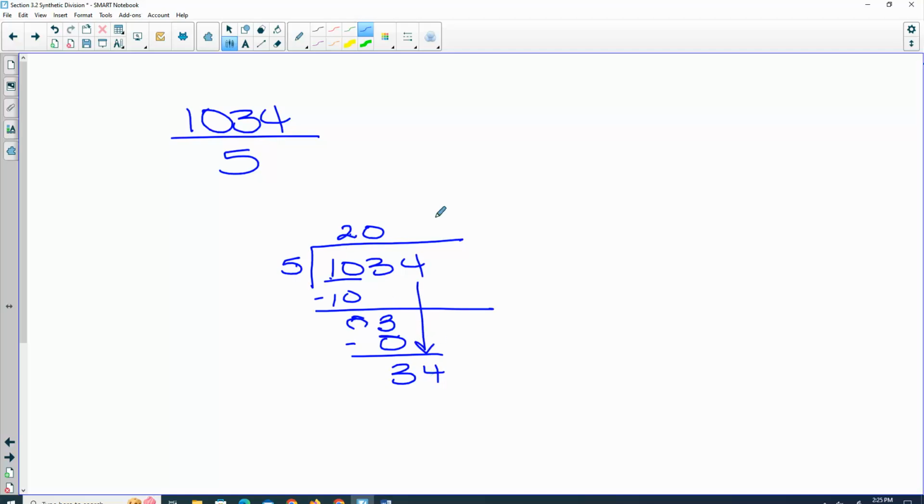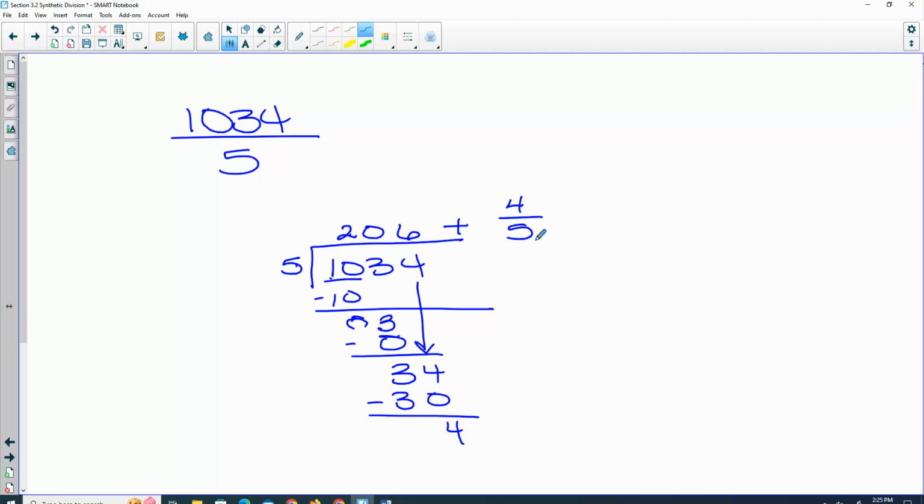Okay, what's 34 divided by 5? 6. 6 times 5 is 30. We subtract and we're left with 4. How do we write our remainder? You could do R4. What if I told you I wanted a fraction? It would be 4/5. Okay, so that's kind of our long division you learned way back when, before you got the privilege of using calculators, right?